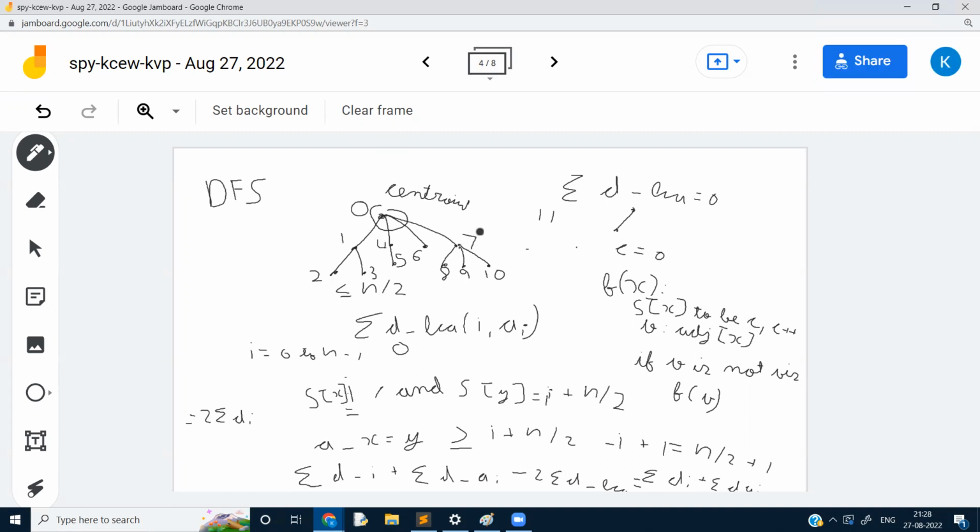Basically, I have two subparts to my question. Yes, you can ask. What do you label zero as? Like, how do you relabel zero, the centroid node?